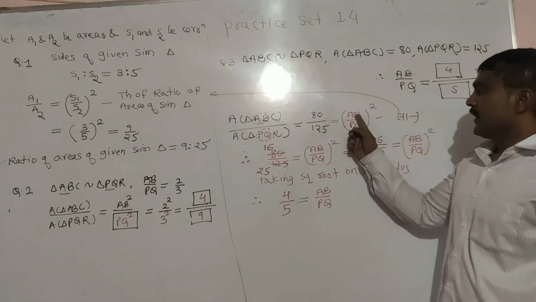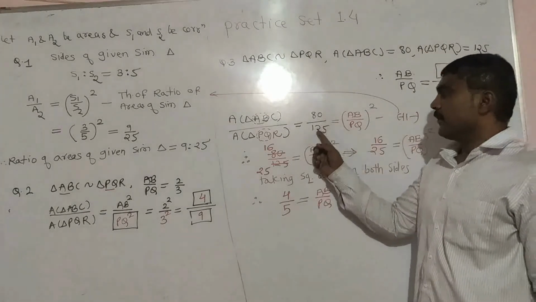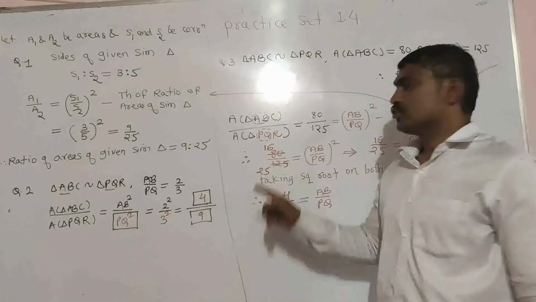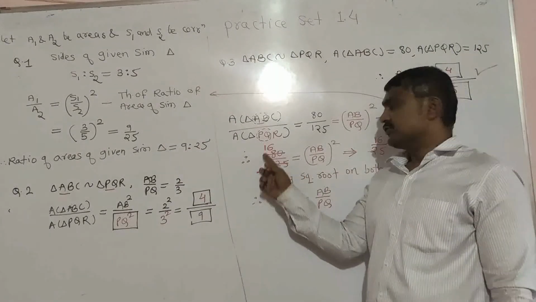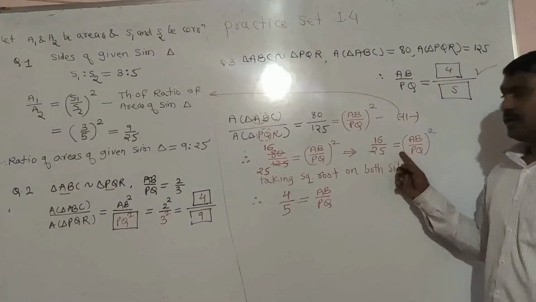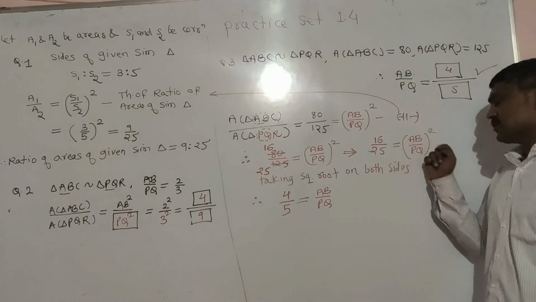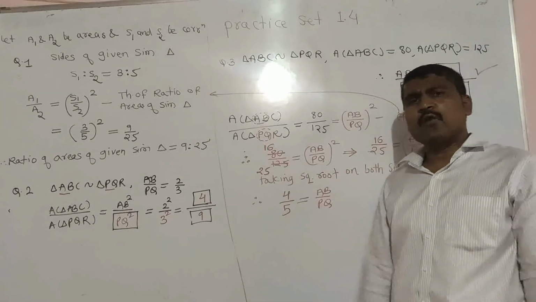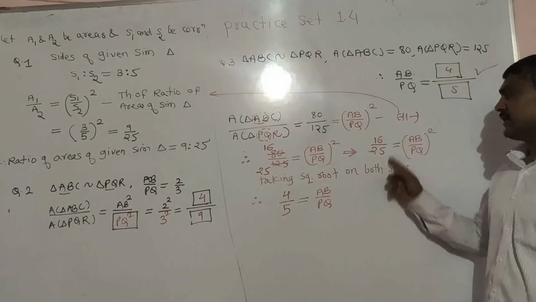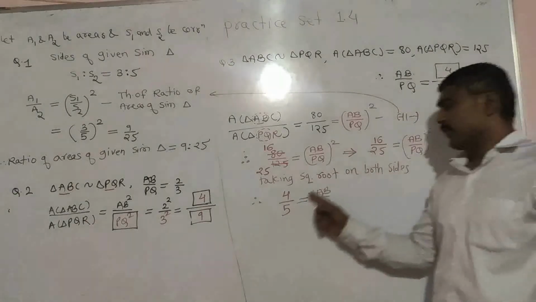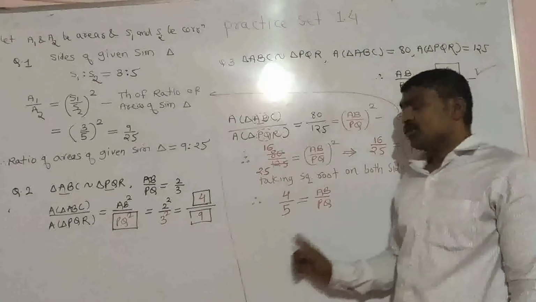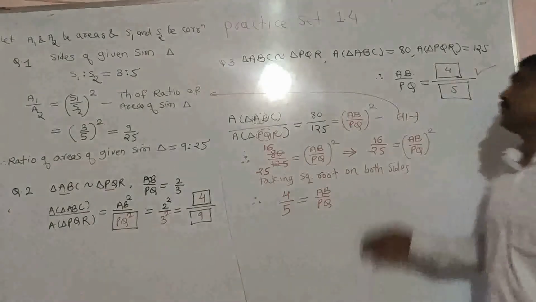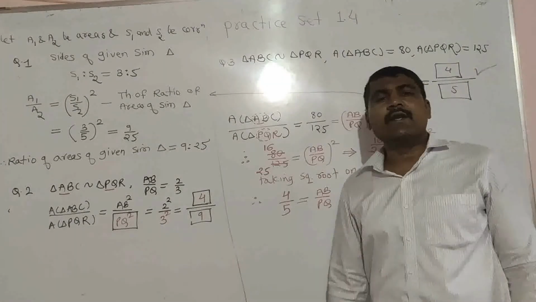Okay. So next step, (AB upon PQ) bracket square equals 80 upon 125. We can divide numerator and denominator by 5. By dividing by 5, we got 16 and 25. So I have written this. We have to find the value of AB upon PQ. Square is there, so we have to remove the square. How can you remove that square? By taking square root. That's why I have taken square root on both sides. Square root of 16 is 4. Square root of 25 is 5. Square root gets cancelled. So AB upon PQ is left. Put this value here. We have completed this problem.